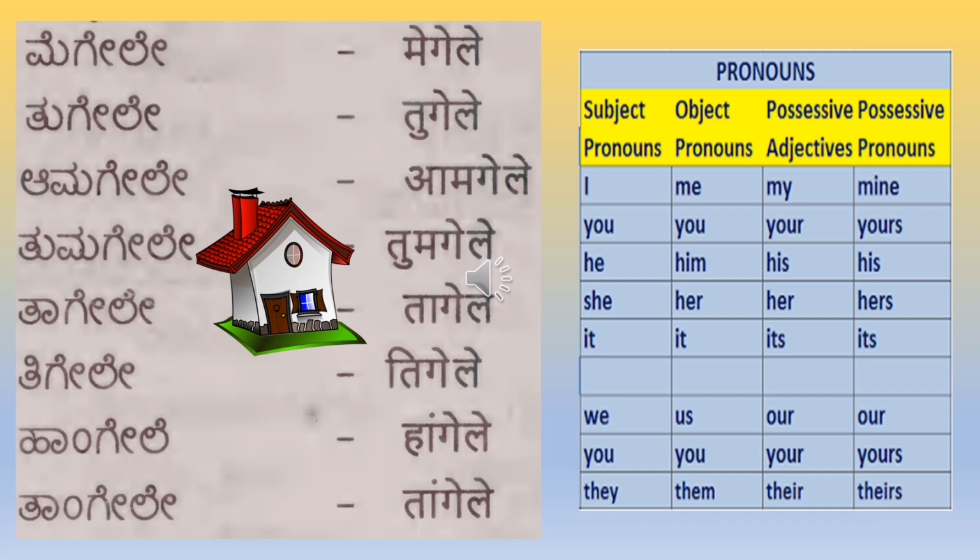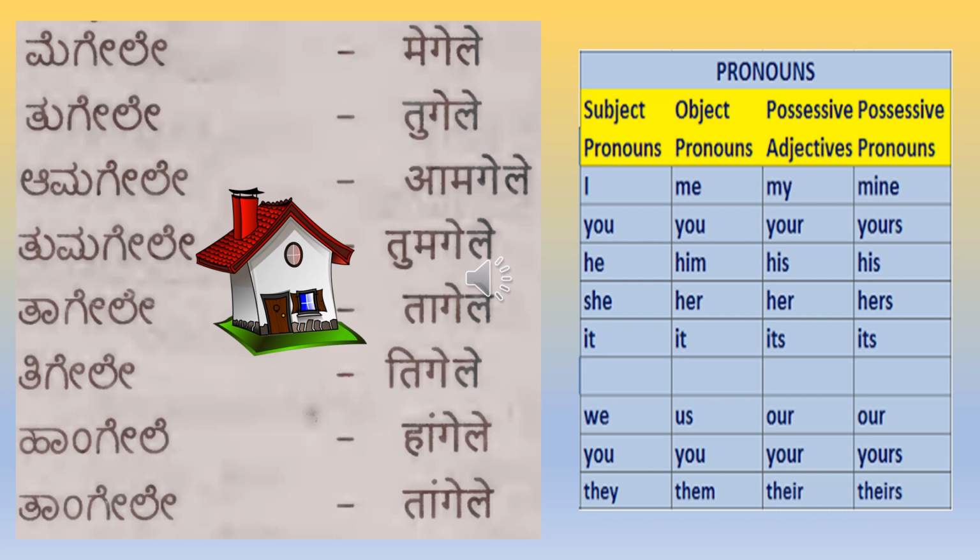Hai tigele ghar, her house. Hangele is house of these. Tangele, again for far, their house. So hangele, tangele, both is their house depending on proximity. So megele, my. Tugele, yours. Amgele, ours. Tumgele, yours. Tagele, his. Tigele, hers. Hangele or tangele, theirs, depending on proximity.